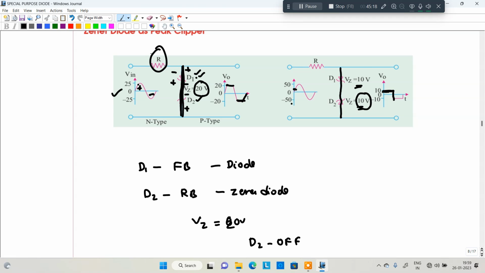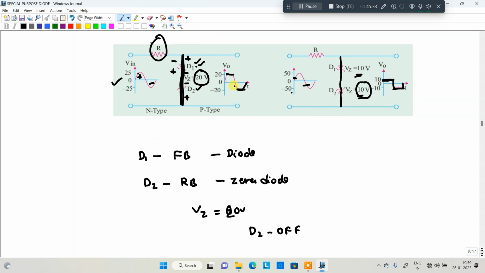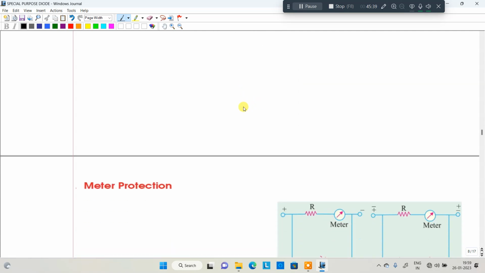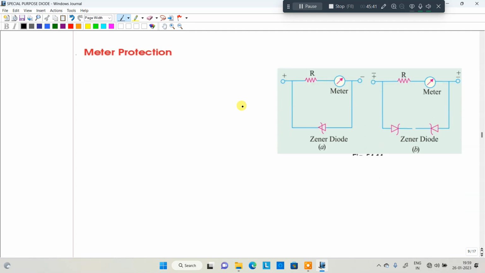In the negative half cycle, up to minus 10 volt, it acts as an open switch. After 10 volt, whenever it is a closed switch, the total voltage drops here, and it is clipping. This is the circuit waveform for the output. So are all of you clear about the Zener diode acting as a clipper? Right. Then we are moving to the next topic, meter protection. Okay, this is the last topic.